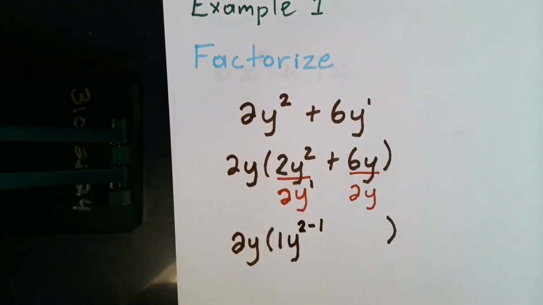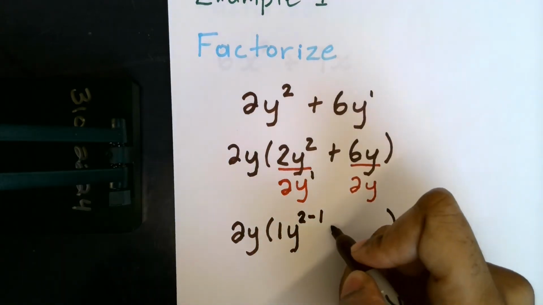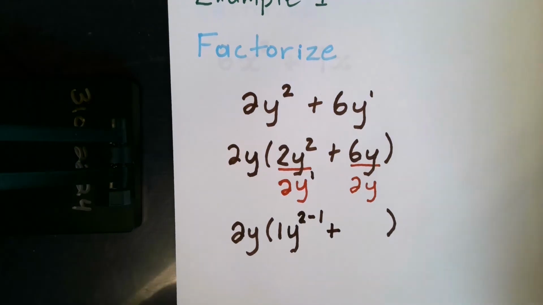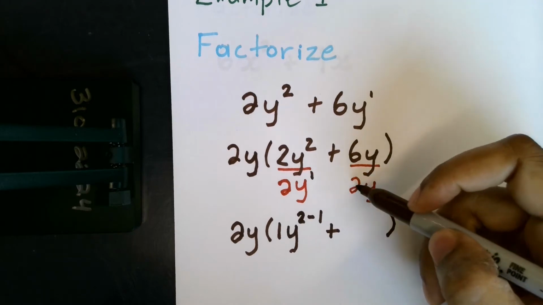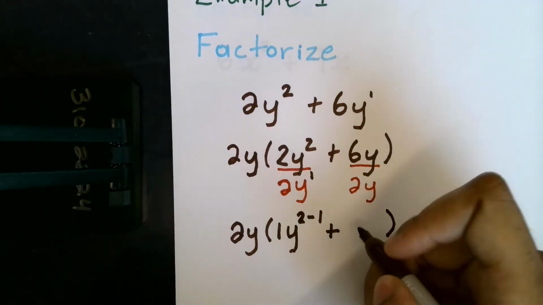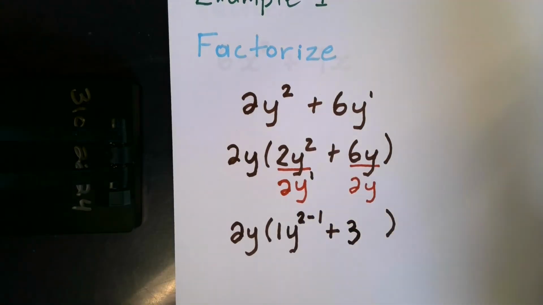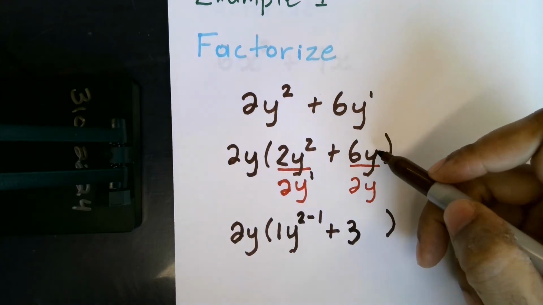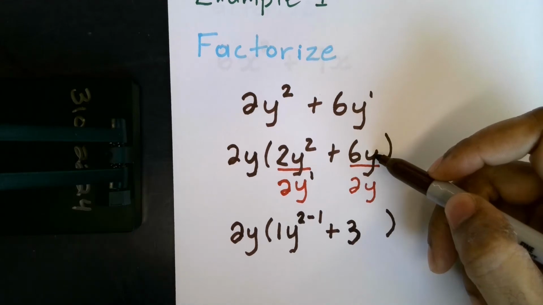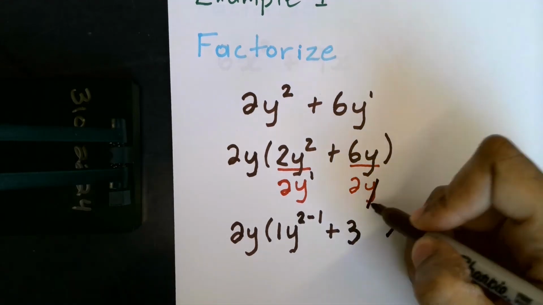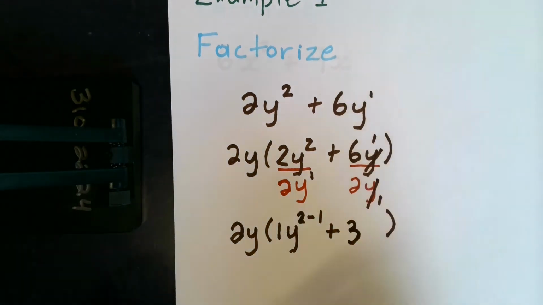Now we are adding here, so we write plus. So we have 6 divided by 2. 6 divided by 2 is 3. And now we have y divided by y. So we are dividing the same by the same, which means that they would cancel and leave us with 3.